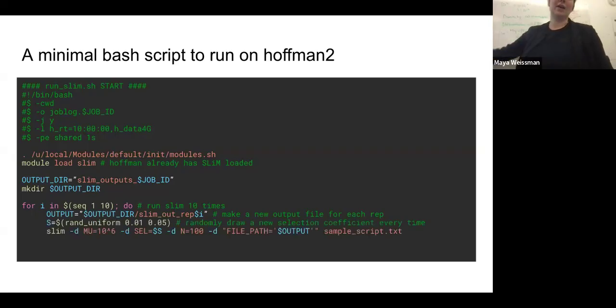And each replicate, I'm randomly drawing a new selection coefficient. It's beneficial every time, but it could be anywhere from 0.01 to 0.05. And then this is the same thing I just showed you. So this is a very minimal bash script to run on Hoffman 2. You can also do things that are a lot more advanced.